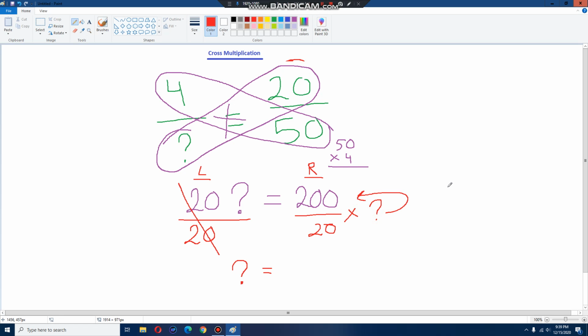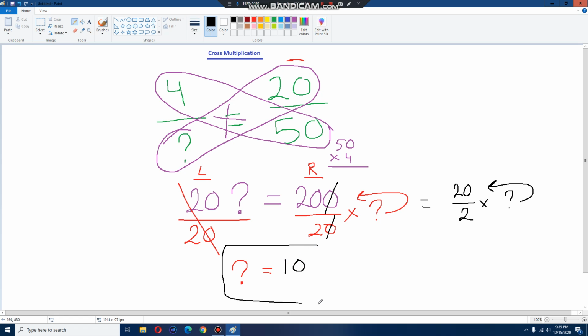Well, I'll show you the shortcut technique. You see that 0 on top and 0 on the bottom? Just cross it out. And now you've got 20 divided by 2. And 2 times some number equals 20. And that some number is 10. And that is the answer for this cross multiplication problem. The answer here is 10.